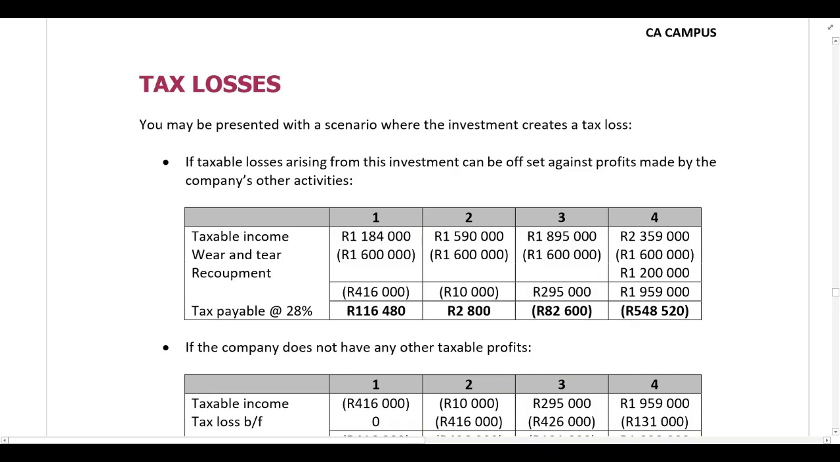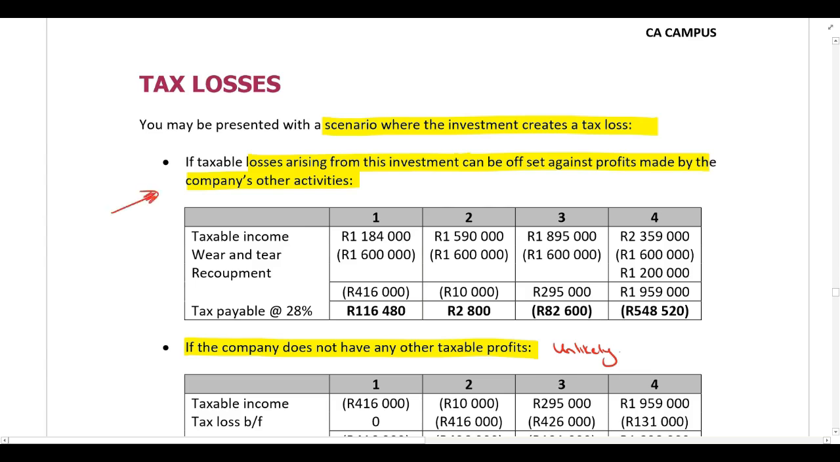We then need to look at how you should deal with tax losses in a question. So please note, you might be presented with a scenario where the investment creates a tax loss. Now, one of two things could happen. Either the losses from the investment can be offset against profits made by the company's other activities, or the company does not have any other taxable profits. Now, guys, this is very unlikely. So if the question is silent, please assume that we are dealing with the first situation.